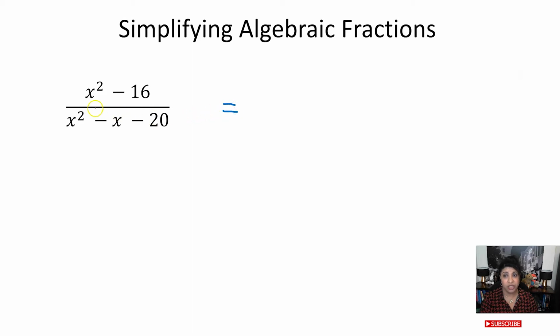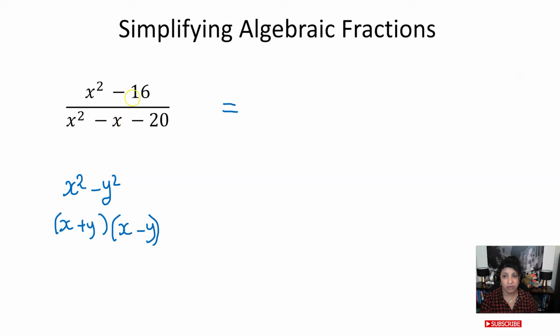What do you recognize here? I have a square number here, which is x squared, and I have a square number here, which is 16. So x squared minus 16, what comes to mind? Well, if you remember, if we have x squared minus y squared, this will give you x plus y in one bracket, and in the other, x minus y. We call this the difference of two squares.